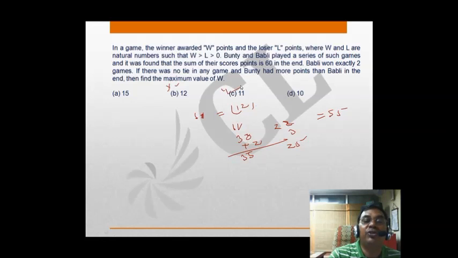I'm sure you people are clear what I've done, because I analyzed that 12 cannot be, because 12 points for winning, so 12 into 5 is 60. And somebody as loser has won 2 games, that means the other person has to win minimum 3 games. So the maximum point is 11, because the equation fits in.